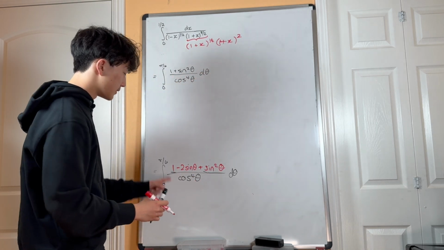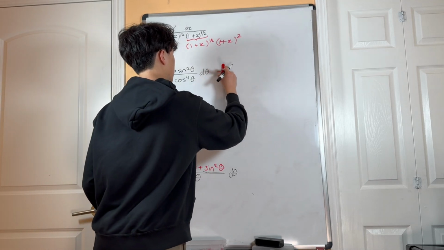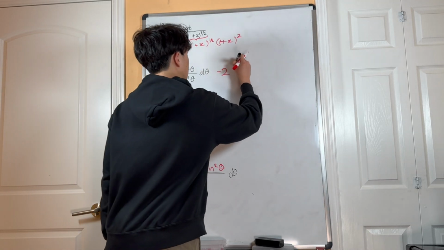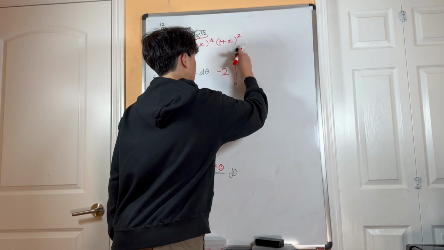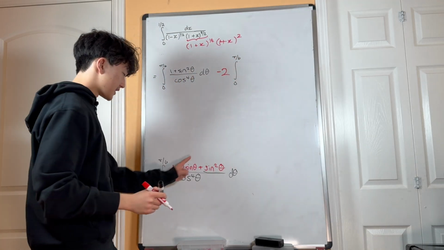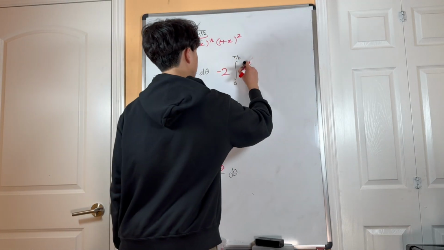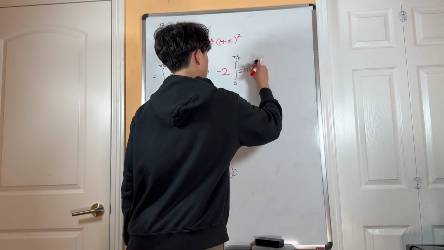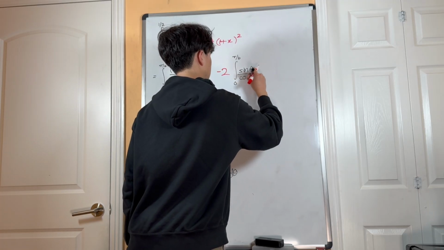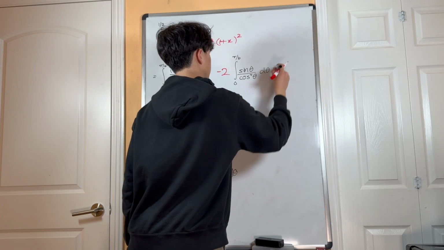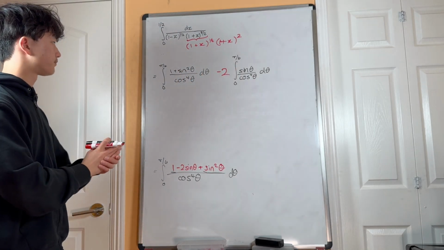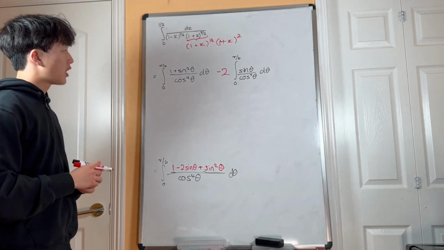And then the other term is this middle term right here. So you have minus 2, which I'm going to bring to the outside. Then we have the integral, same bounds. And then we have the sine theta over cosine to the 4th theta d theta. Okay, great. So now what do we do?